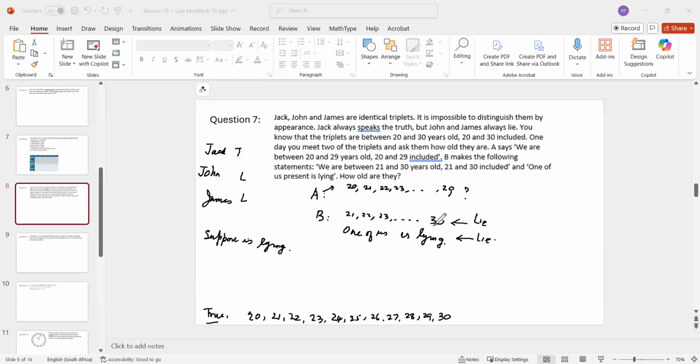Now suppose B is lying. That's a lie. But now I'd like to focus on this. He says one of us is lying. So what B is saying is that one of us is lying and the other is speaking the truth. Now B certainly is lying.